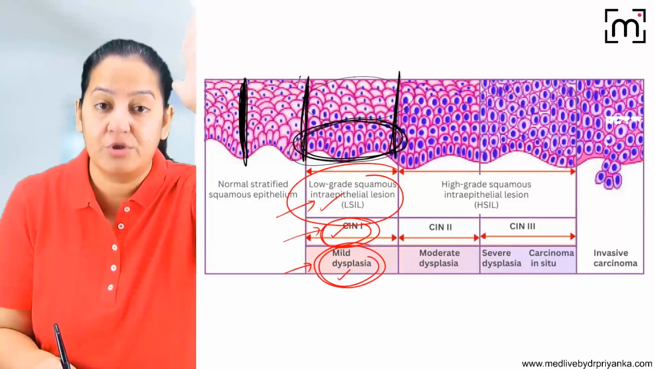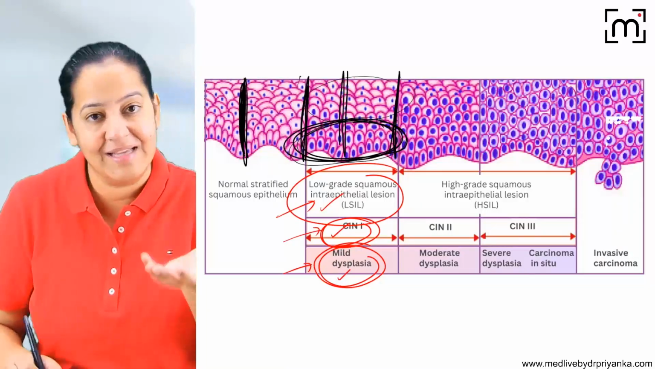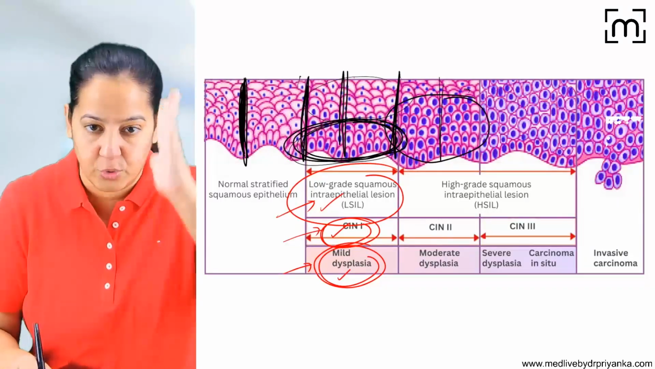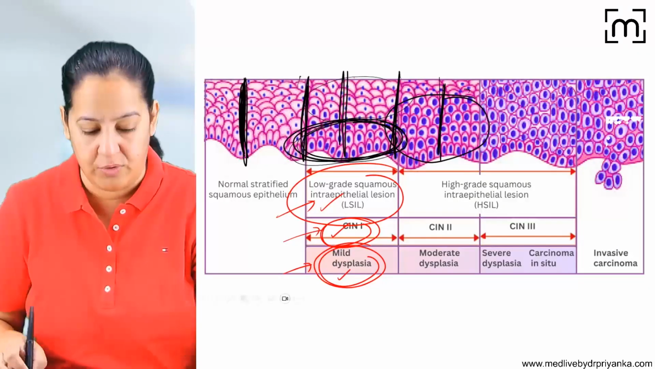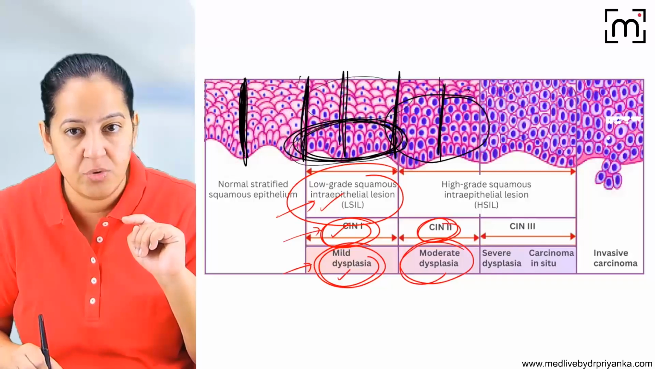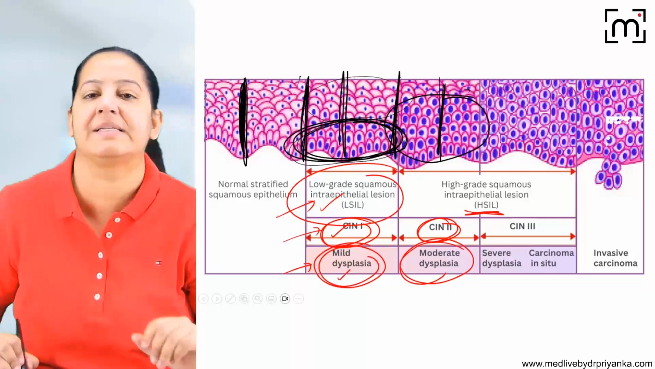It means that out of the total thickness, the dysplasia is confined to less than 1/3. If the dysplasia is 1/3 to 2/3 of the total, either I will call it moderate dysplasia, or CIN2, or HSIL, which includes CIN2 as well as CIN3.